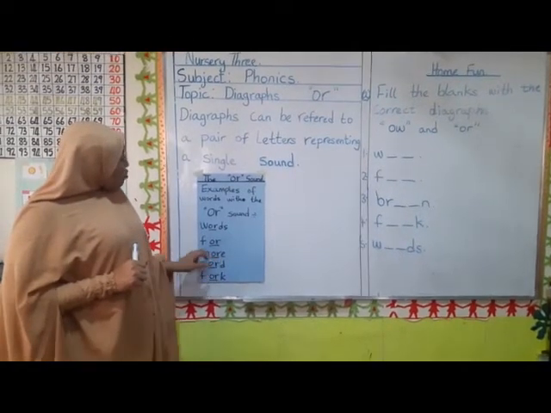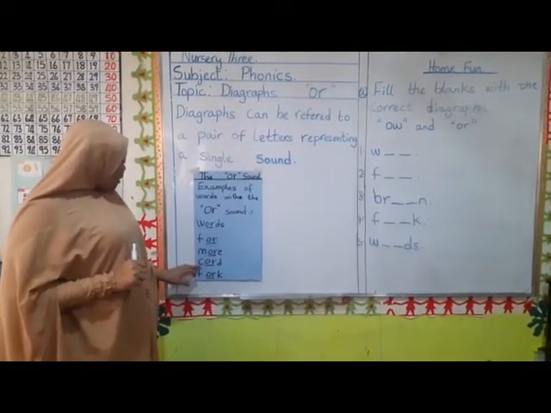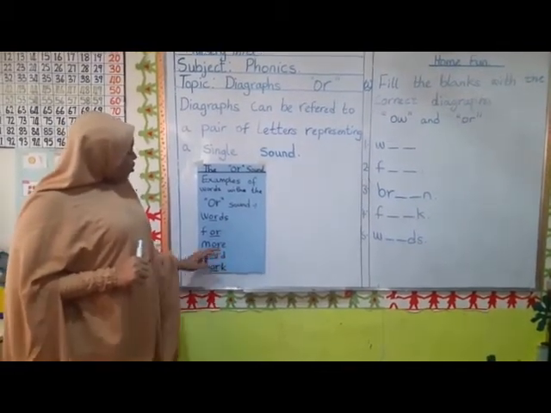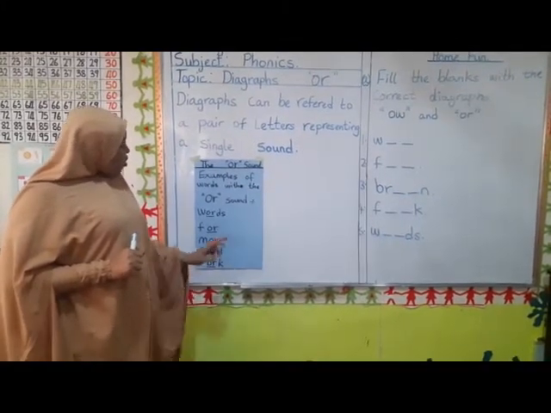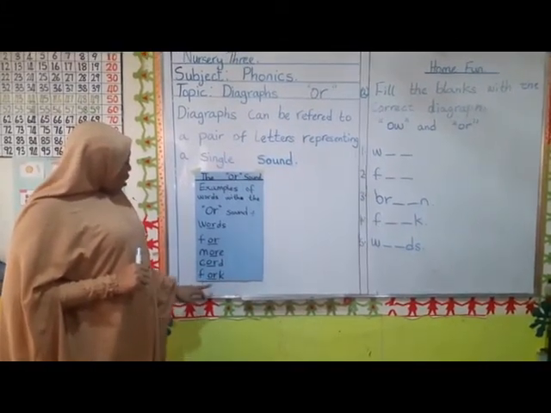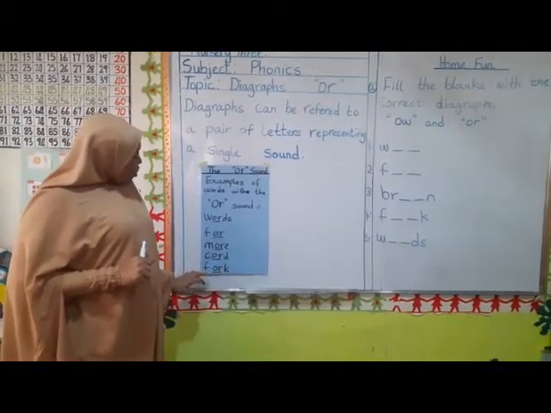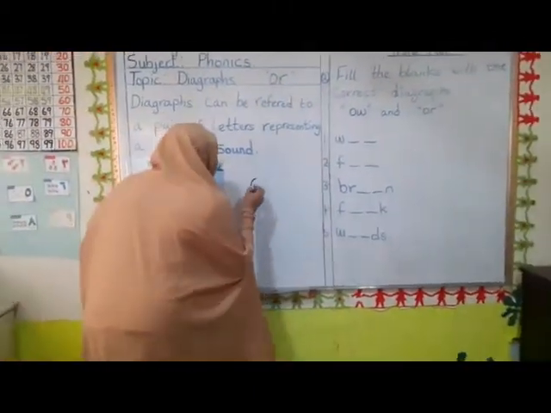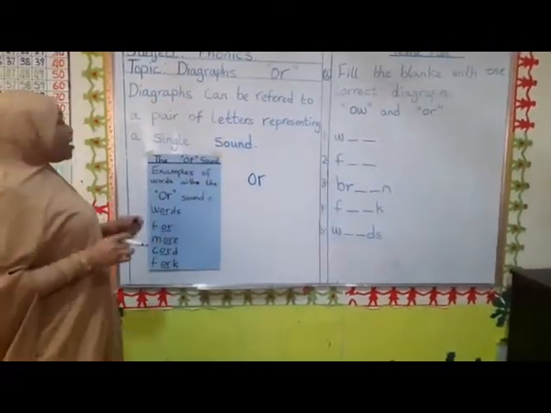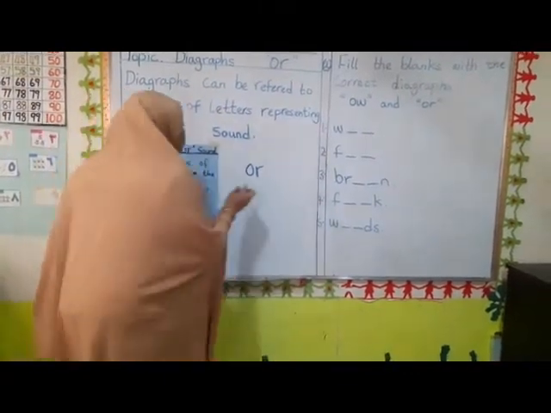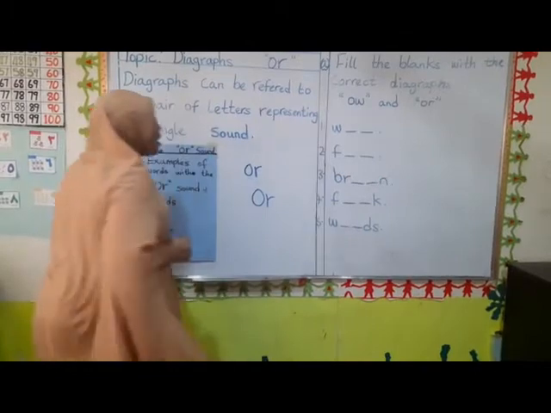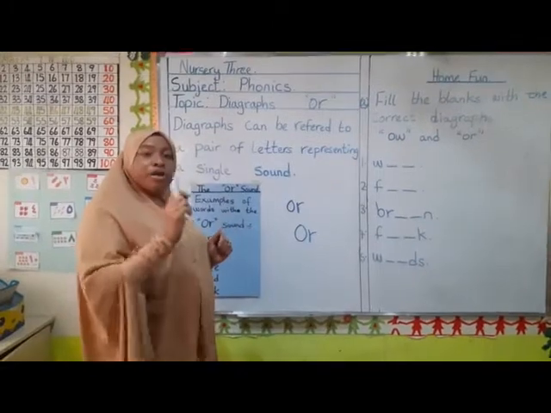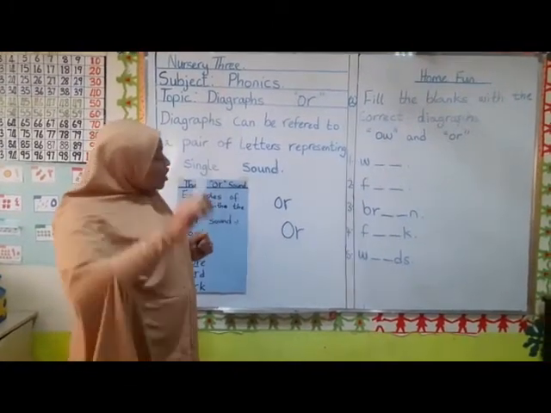M, R, more. Then the next one is the word card. K, R, D, card. Then you have the last word, F, R, K, fork. Don't forget, anywhere you see O and R together, it's a what? A digraph, and it is pronounced as what? R. Just one sound.